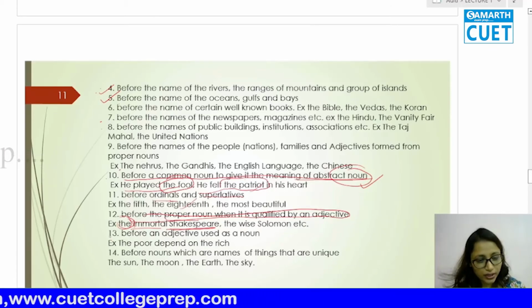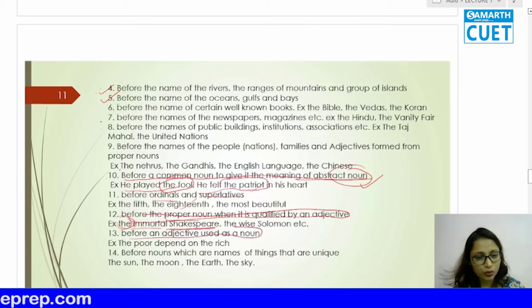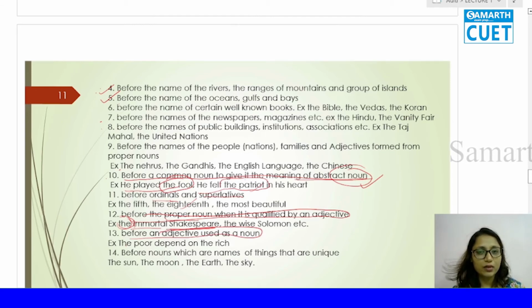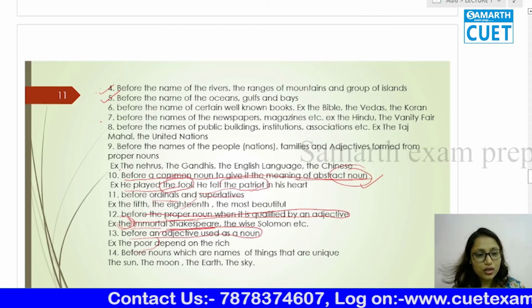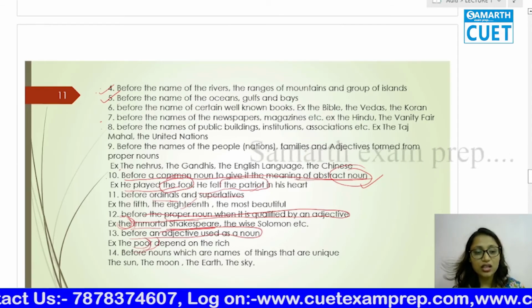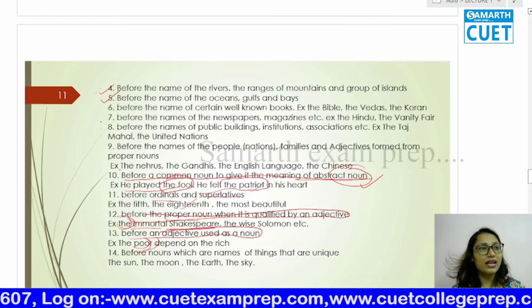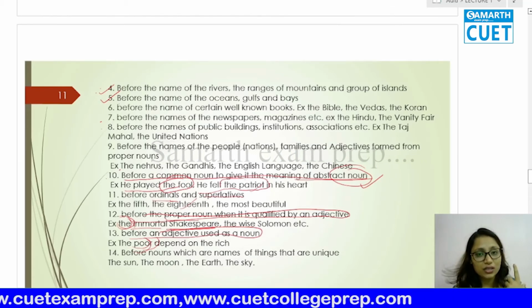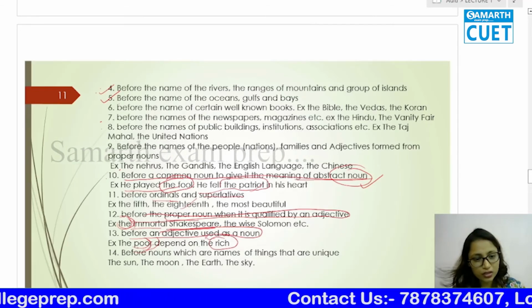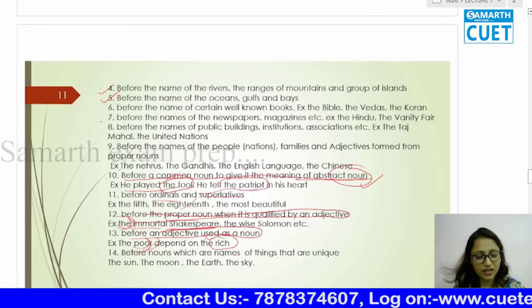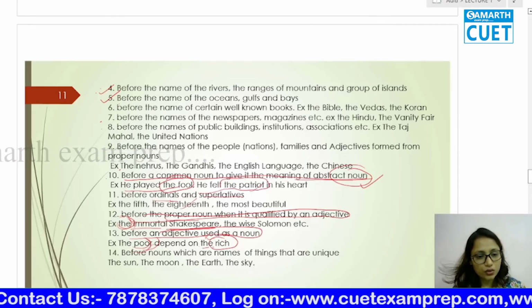The next one is before an adjective used as a noun. Poor is an adjective. Of course, it tells about a noun or pronoun. Ram is poor. Of course, it's an adjective, because it is talking about the quality of Ram. But when adjectives are used as nouns, like when we have to use poor as a noun because we are framing the sentence on it, then the poor depend on the rich. Here rich will also take the, poor will also take the. Both are qualities, both are adjectives, but because they are used as nouns, we use the before them.